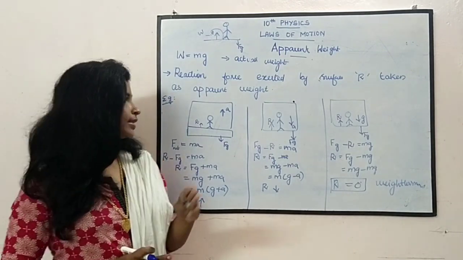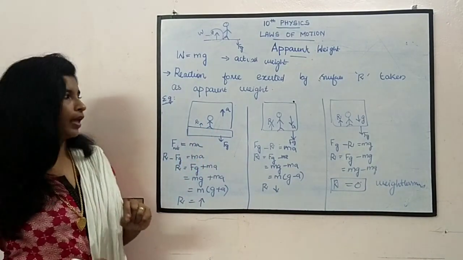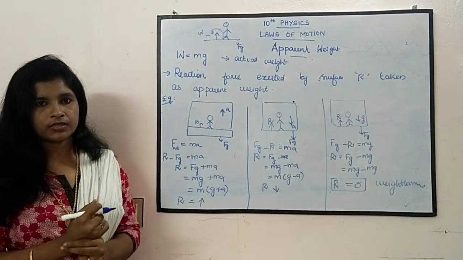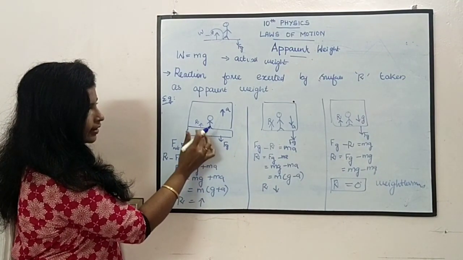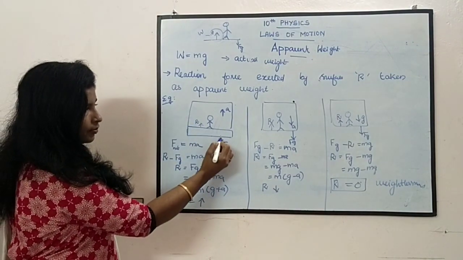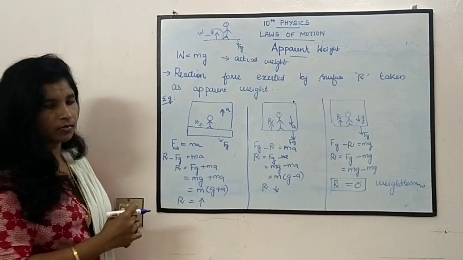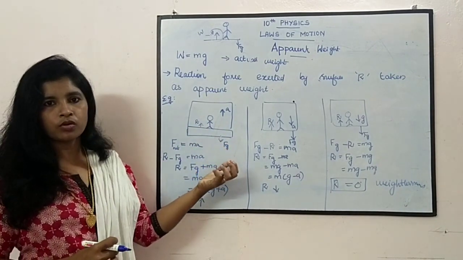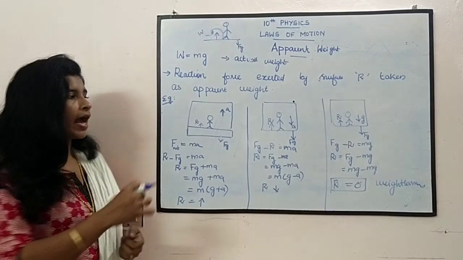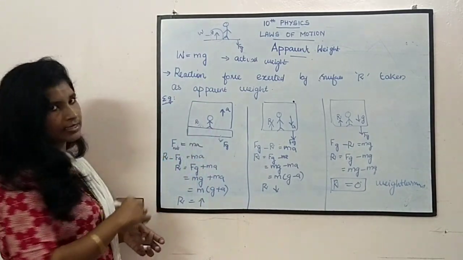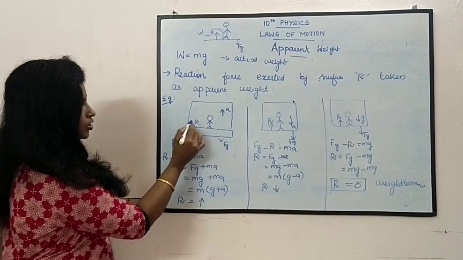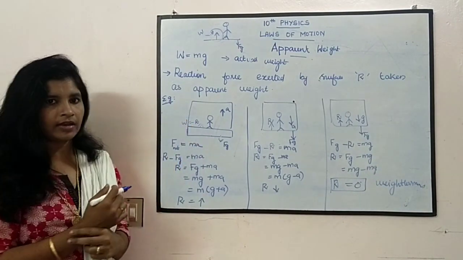Let us see one example. A man is standing on the lift. When he stands on the lift, a force is acting, the reaction force, அதாவது அவன் வந்து இது மேல கொடுக்கிற force, it is Fg. The man is exerting a force on the surface, that is Fg, and the surface is also exerting a force, that we take as R, the reaction force, that we are going to take as weight, that is the apparent weight here.